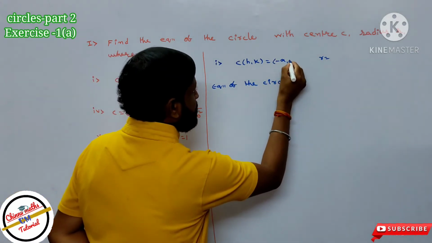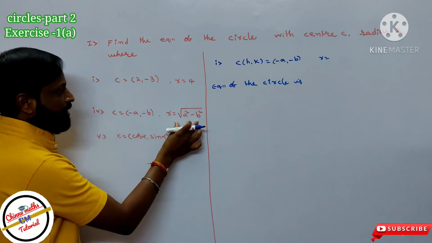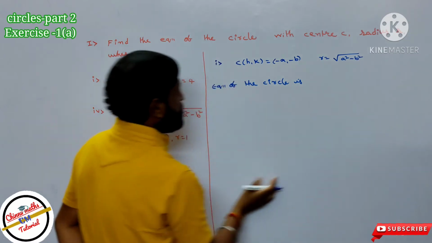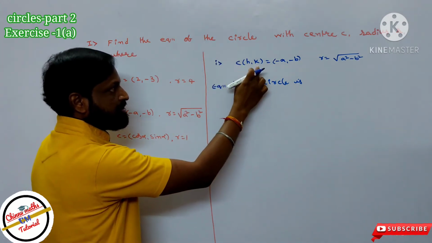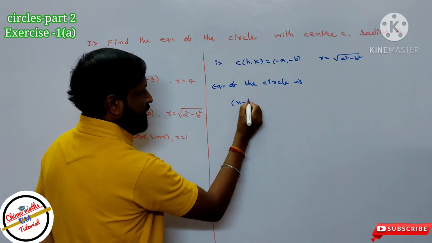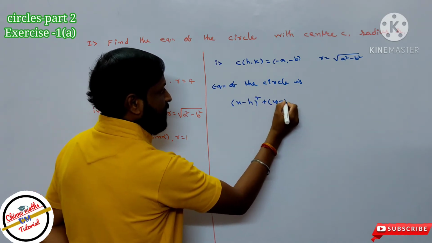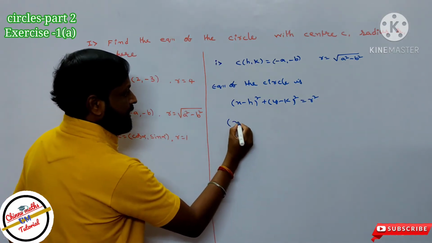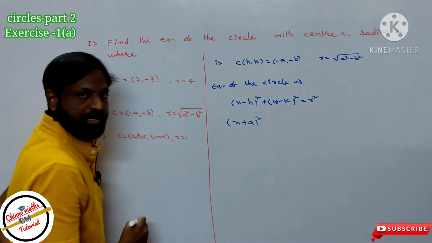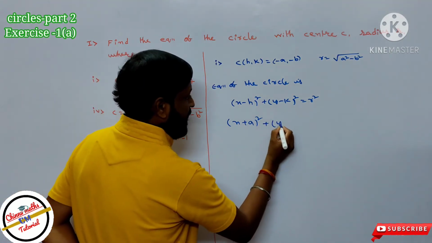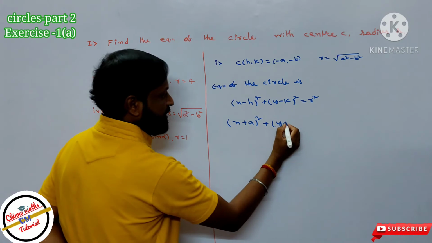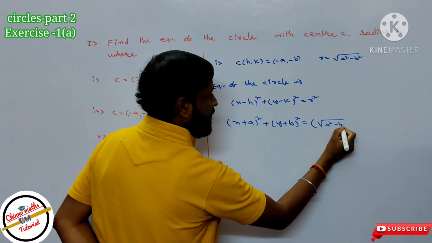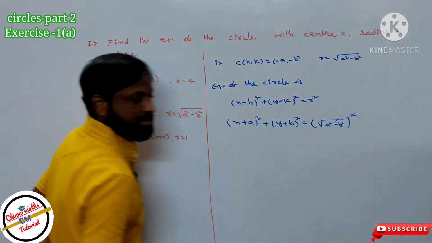The second question: given that the center C equal to (h, k) equal to (minus a, minus b) and the radius r equal to square root of a square minus b square. So what is the equation of the circle given the center (h, k) and radius r? It is (x minus h) whole square plus (y minus k) whole square equal to r square. Then substitute: (x minus of minus a, that is x plus a) whole square plus (y minus of minus b, that is y plus b) whole square, and r square is the square root of a square minus b square, whole square. The square root and the square both get cancelled.